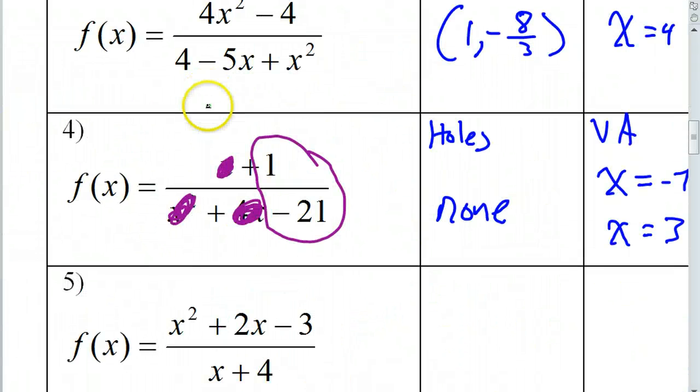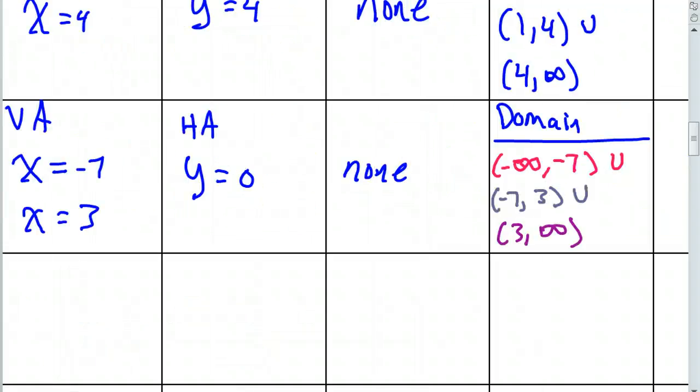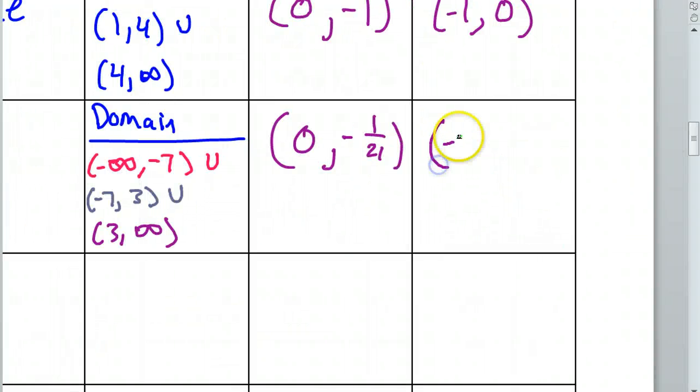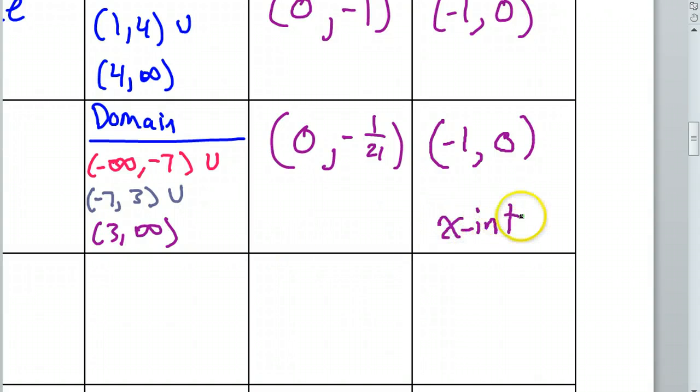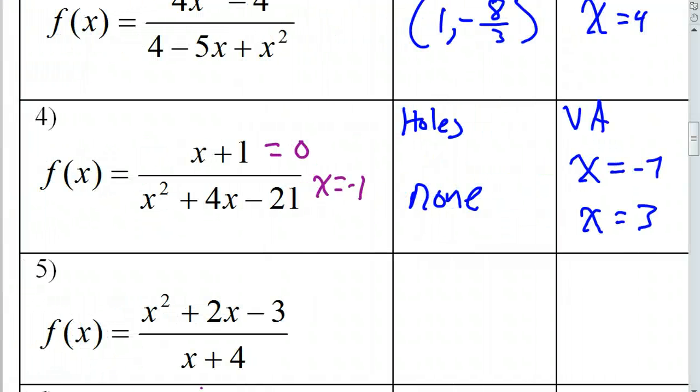Okay, so if I let the numerator equal to 0, then that's just going to give me x equals negative 1. Okay, this is my x-intercept. So I will put it as my x value, and then y will be 0. All right, so that is it for number 4. So this was my x-intercept. This was my y-intercept, by the way. Any questions on number 4?